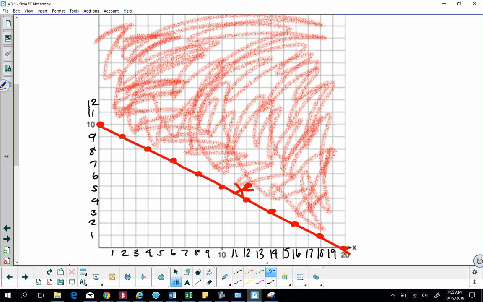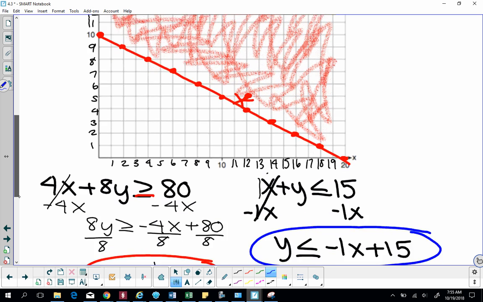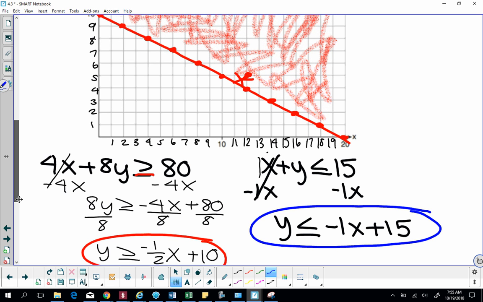Then you're going to go ahead and graph the second one. So when I go ahead and graph the second one, I start at 15, right? That's my y-intercept. And then I go down 1 over what? Over 1. I know it's going to be a solid line, because there's a line right here.